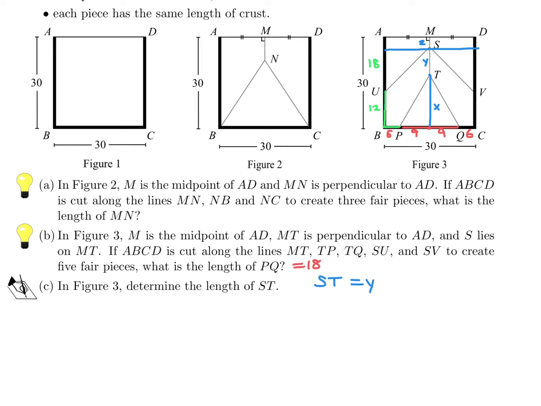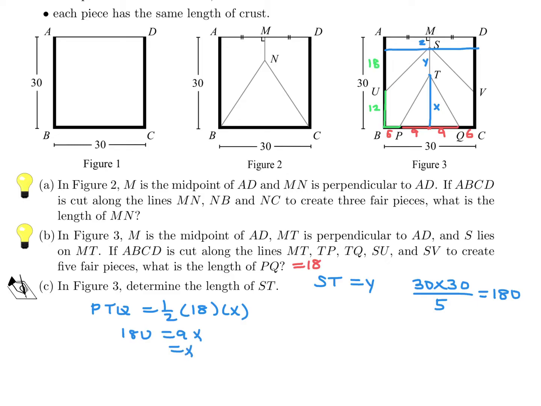Since the entire area is 30 by 30, each piece would be 30 by 30 divided by 5, which is 900 divided by 5, which is 180. So each of those pieces has an area of 180. That triangle, PTQ, is 1/2 base times height. The base is 18 and the height is x, and that's going to be 180. So that's 9x, and therefore x would be 20. Okay, that's pretty good.